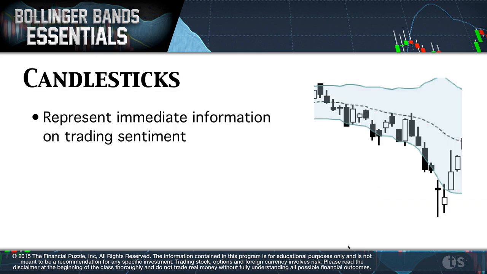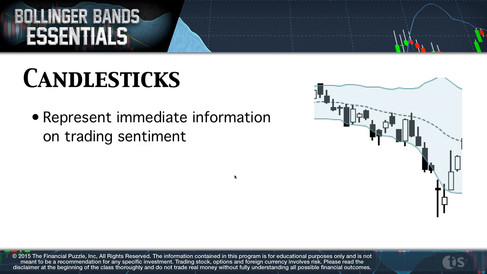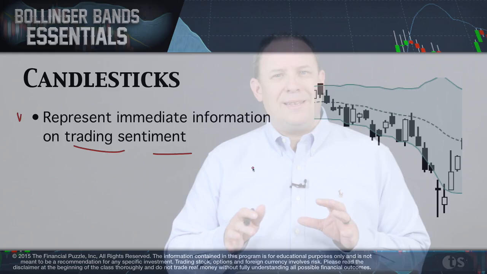What you need to understand about candlesticks is they are a very important component in learning how to effectively trade the Bollinger Bands. What candlesticks do is they represent immediate information on trading sentiment. Now, what is trading sentiment? It's that special word that as technicians we're always looking at, and that is how the people trading the market feel about the stock at that time. Candlesticks are great because they give us immediate feedback into what those people are thinking. And the way we see that feedback, it's not like we're reading a meter, but rather we're reading the price action as it's reflected in that open, high, low, and closing price that we see in those candlesticks.